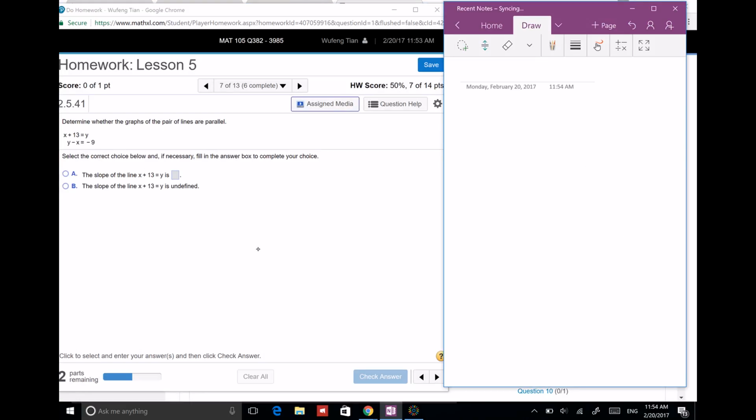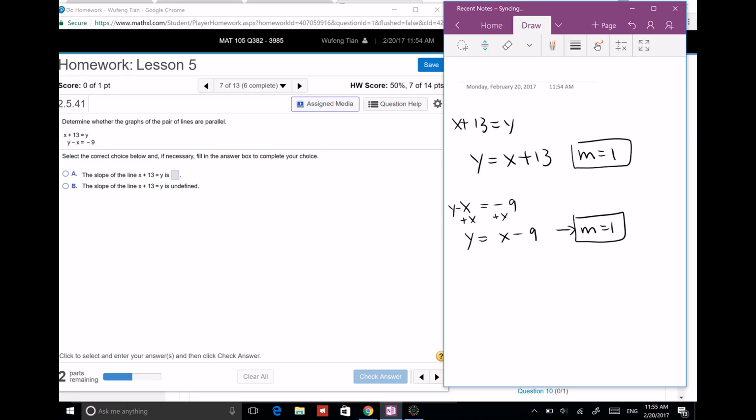And now determine whether the graph of the pair of lines are parallel. If they're parallel, they have the same slope. So let's check it. The first one, x plus 13 equals y, which means y equals x plus 13. The slope of this one equals 1. Second one, y minus x equals negative 9. Add x on both sides, y equals x minus 9. You also get m equals 1. So both have the same slope, m equals 1, which means they are parallel.